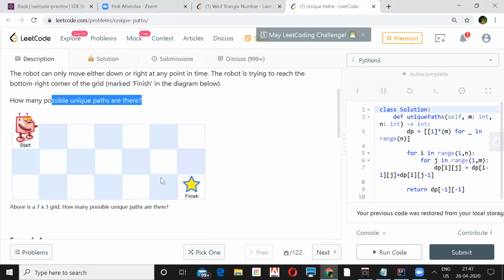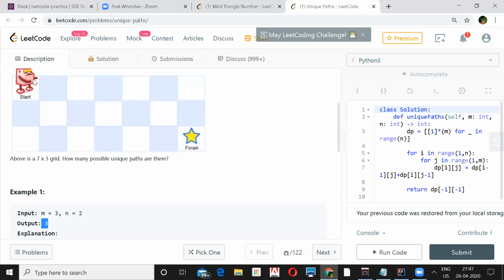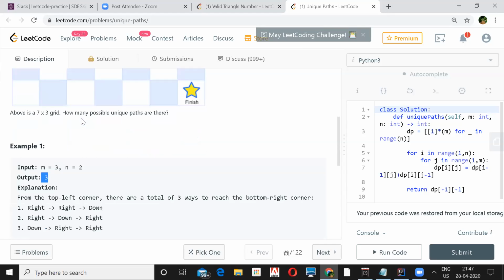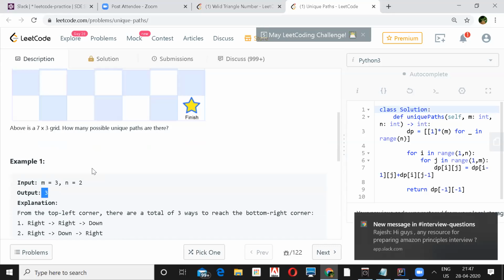The robot is here. He needs to go over to this position. So what are the possible paths? These are the three possible paths: right, right, down; right, down, right; down, right, right. Any queries in the question?